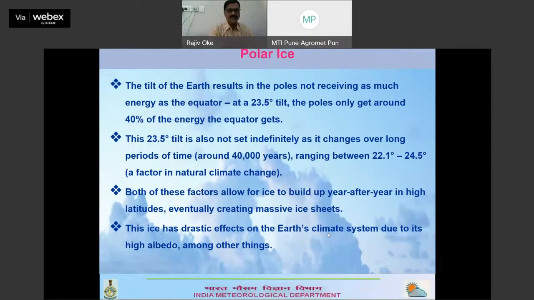This ice has a drastic effect on the Earth's climate system due to its high albedo, among other things. The albedo is very much higher. Whatever sun rays are coming are not strong, since they are inclined. The sun rays come to the surface, but they are not as warm as at the equator, where they fall directly. So they do not give much temperature, and whatever sunlight falls on the ice surface, almost 70 to 90% of the sun rays are reflected by the ice surface, keeping it maximum cold.